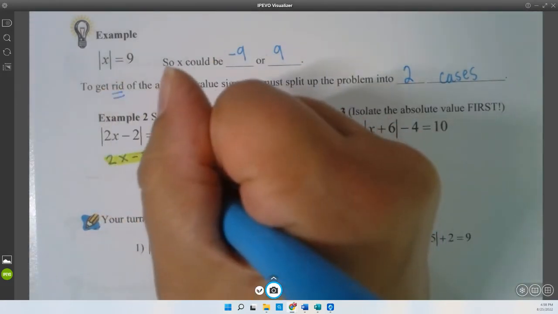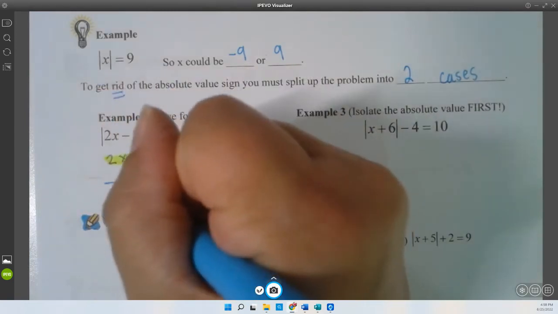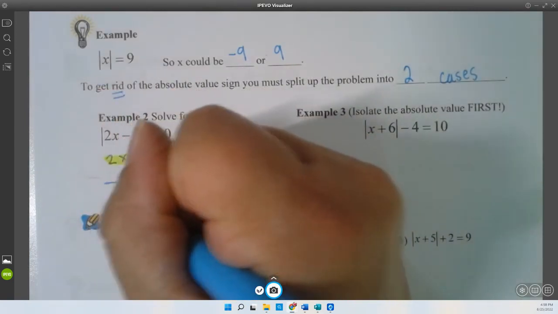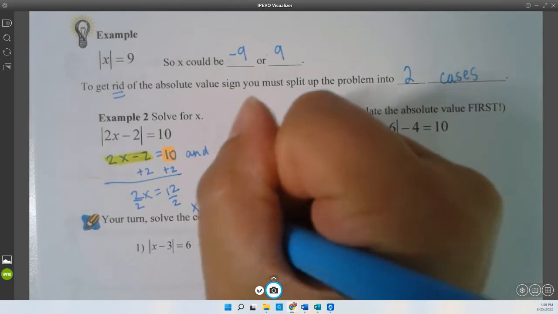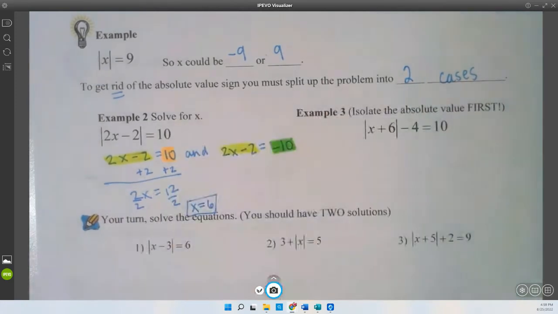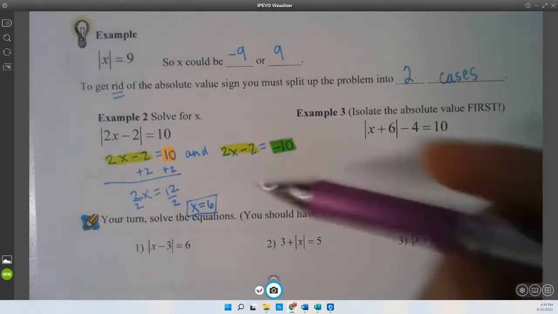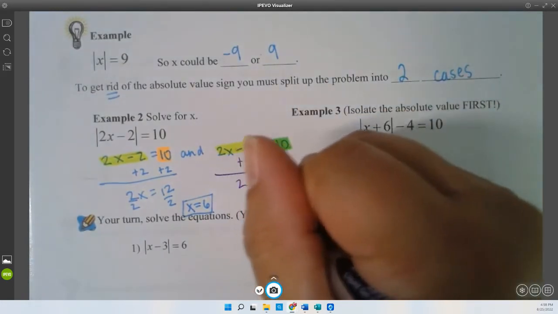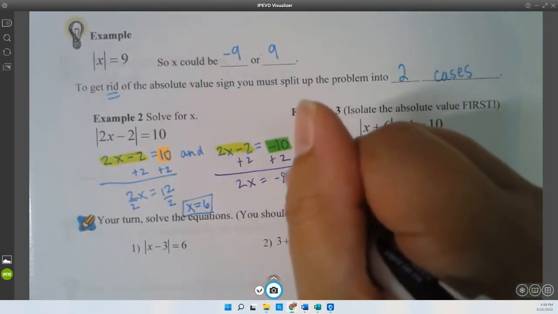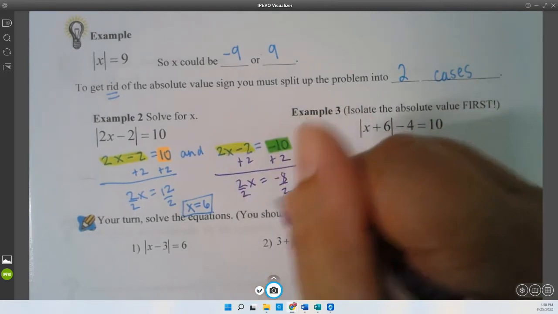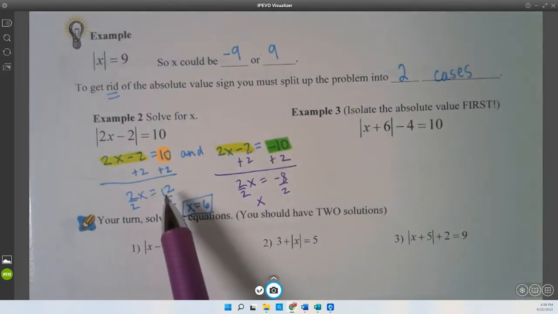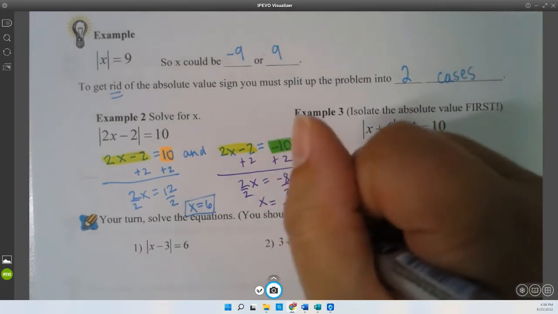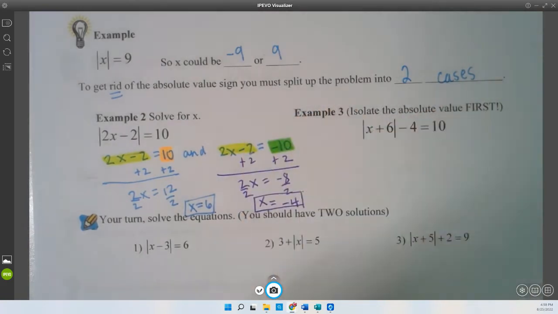From here, the steps are the same, right? Add 2 to both sides. I'll get 12 and then divide by 2, and I'll get 6 as one possible x. But if I do those same operations, add 2 to both sides on that first step, because I'm adding 2 to a -10, I'm not going to get that same 12 that I did over here. So that, in a nutshell, is how to solve absolute values.